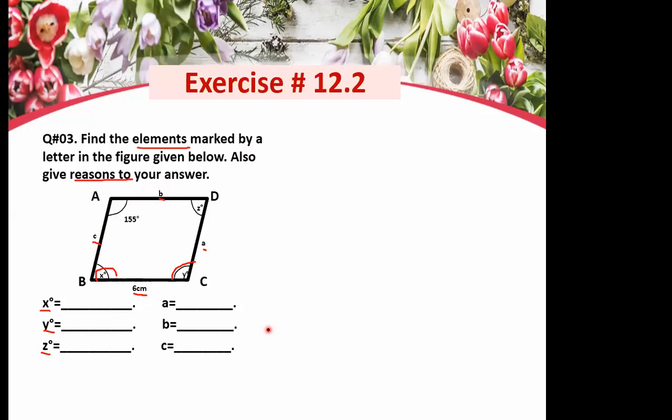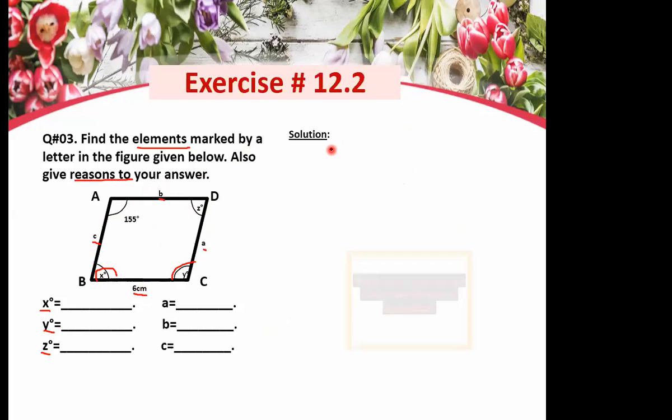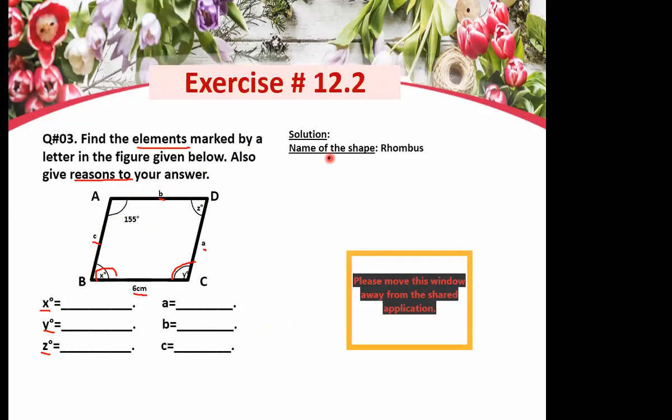Understand? Now, just a minute. Now what you will do here, you will write down the heading of solution. After that, you will first write down the name of the shape, which is a rhombus. Now what is the name of the shape? Rhombus. Your name of the shape is rhombus.